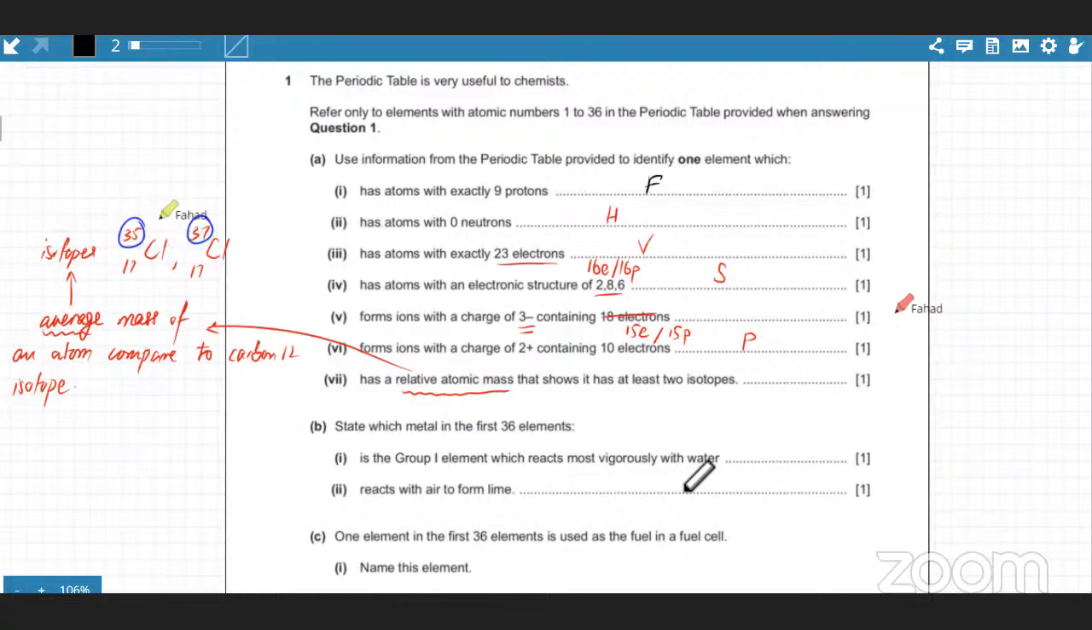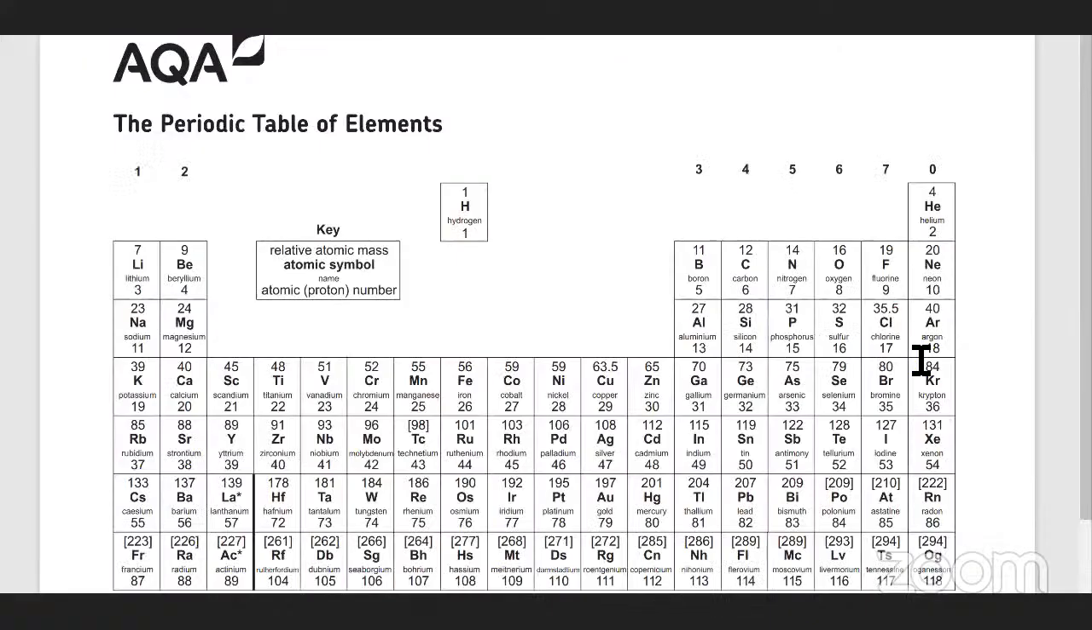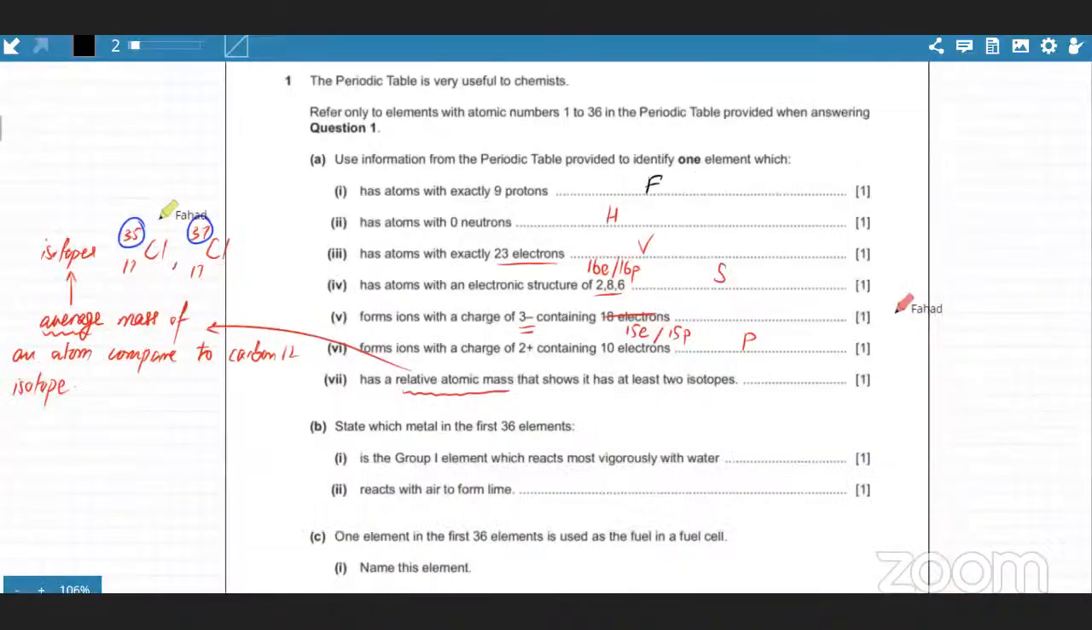So if you take the average mass, it's going to be in decimals, somewhere between 35 and 37. If you look at the periodic table at chlorine, you would notice that the mass of chlorine is actually 35.5, which means an average has been taken and chlorine has different masses. Some chlorine atoms have different numbers of neutrons, which is why they have different masses. When you average them, it comes to around 35.5. So that's the answer to this question.